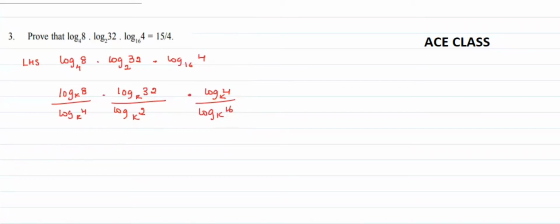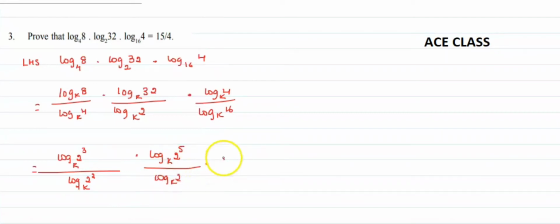Whatever the number is here, I'll make it into a single number. So 8 I can write as 2 to the power of 3 to the base k. Similarly, 4 I can write as 2 square to the base k. Here also, 32 I can write as 2 to the power of 5 to the base k, by log 2 to the base k. This 4 also I can write as log 2 square to the base k. The 16 I can write as 2 to the power of 4 to the base k.